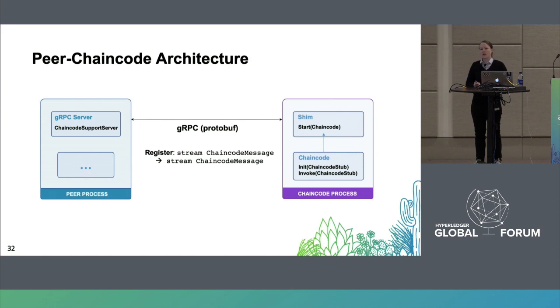So the peer and the chain code communicate via gRPC. They send protobuf messages, chain code messages between the two of them. This is initially set up with the register message that's sent from the chain code shim. And the chain code shim is like this wrapper that coordinates all of the interaction between the peer and the actual user implementation of the chain code. I just want to note here that this architecture is specific for the user chain code. There's also system chain code in Fabric, and that works a little bit differently.